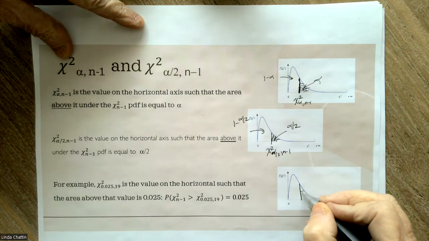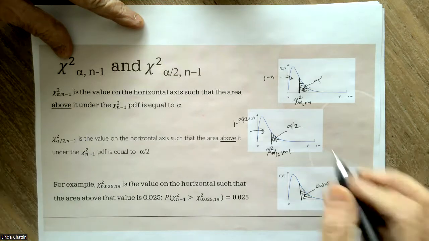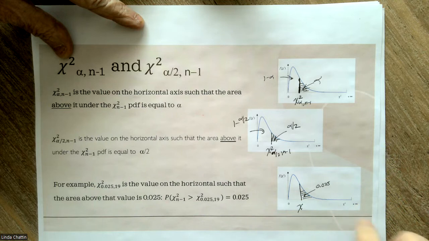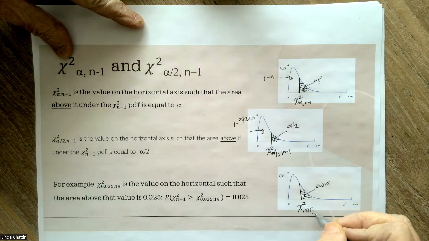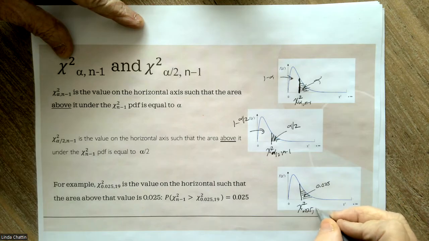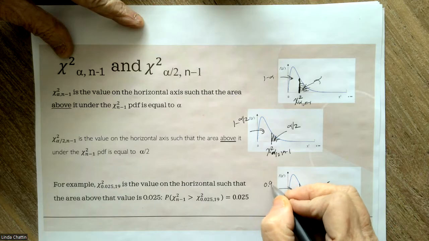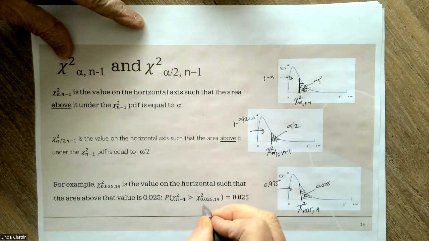If this is 0.025 right here, and that could be either alpha or alpha over 2, it doesn't matter, it just represents the area. What we would call that value on the chi-square axis is chi-square 0.025, comma, n minus 1, and in this case n minus 1 is 19. Those are the degrees of freedom. So we know that this area here is 0.975. I don't really need that for this, but if I want to get this value here, I'm going to get it as follows.